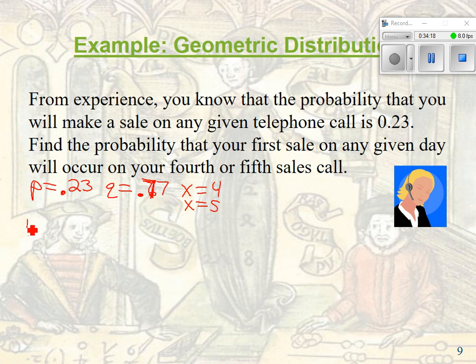All we're going to do is find both of them and add them together. So probability of 4, probability of 5, add them together. That's going to give us a probability that our first success falls on one of those. The formula was P times Q to the x minus 1. So for 4, P is 0.23 times Q, which is 0.77. And we're going to raise that 0.77 to the 4 minus 1. What is 4 minus 1?